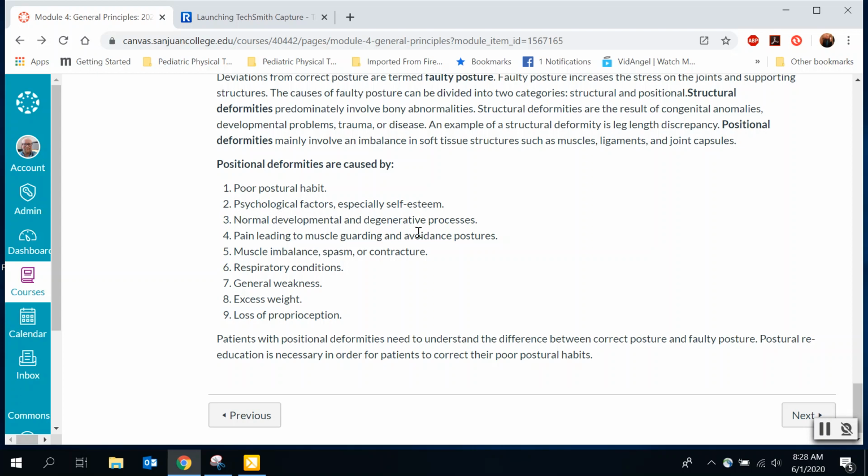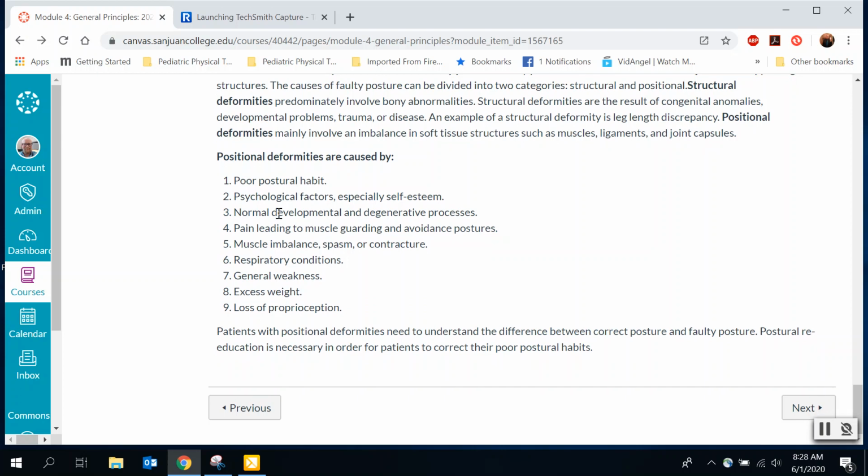Normal development and degenerative processes, sometimes just how we grow and things like that can cause postural malalignment. Pain leading to muscle guarding and avoidance postures. If you have pain in one area, right, you're going to hold your hand in a certain way, or leg or whatever, and eventually it's going to cause imbalance because you're trying to protect that body part. Muscle imbalance or spasm or contracture.